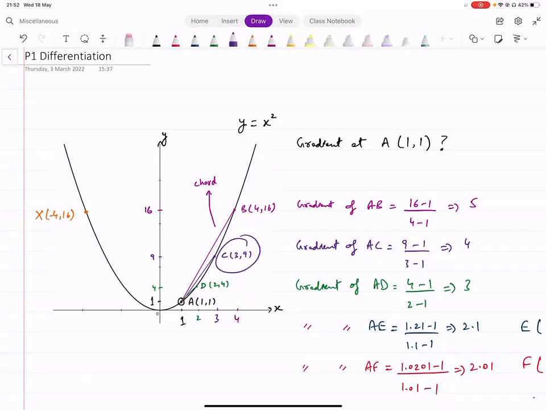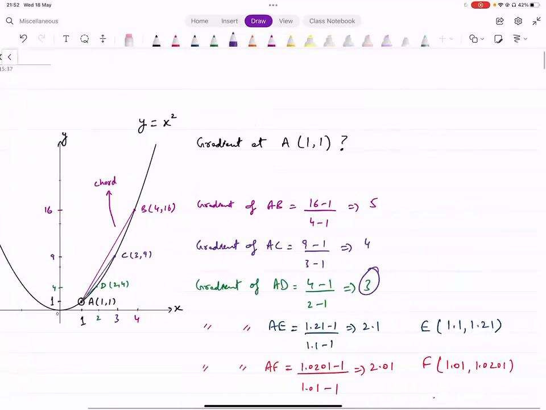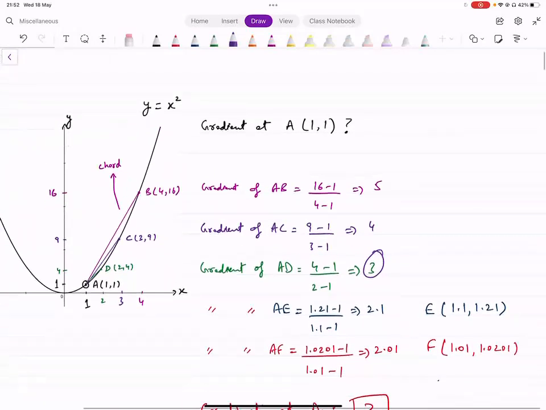So you can take this point C for instance. You took point C, found the gradient again, and it turned out to be 4. And then you just keep getting closer and closer to that point A. You started taking points even closer. You take this point D, where the coordinates are 2 and 4, and the gradient of AD comes out to be 3. You took another point that's even closer to A, point E, point F.